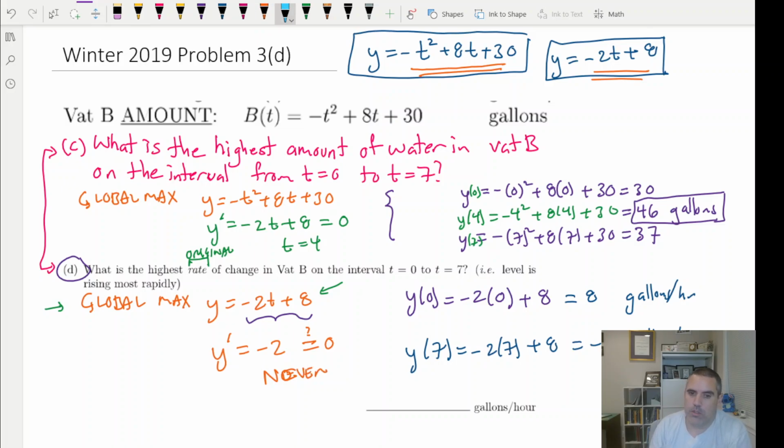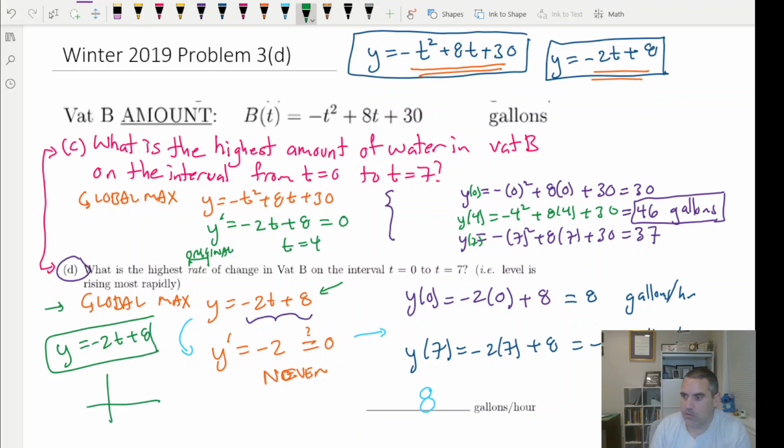So this function does not have any critical values, which is good news because that means there's nothing else you have to plug in. And so the maximum rate has to be one of those two. Now you can actually do this problem without any calculus at all because y equals negative 2t plus 8 is a line if you just think about it as a function itself. And a line, a decreasing line, is going to be maximum right there at 8.